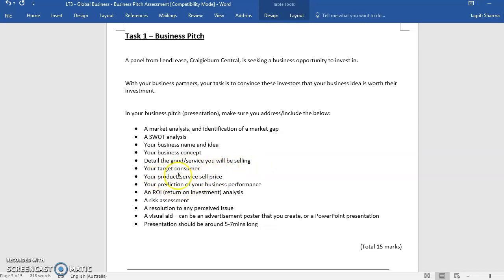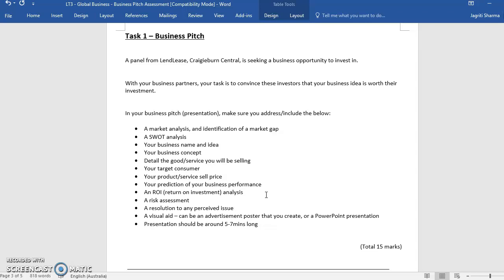Your target customer, what is your target market? Your product or service's selling price: what price are you going to sell it for? What is your cost price? What profit margin would you like to make? Your prediction of your business performance: what do you predict for your business? Where do you see it in the rest of the year or next year?